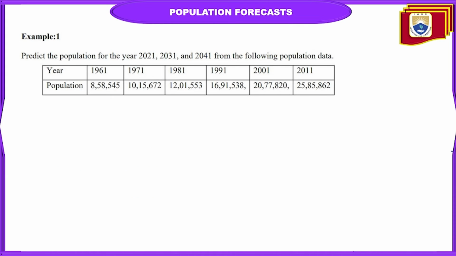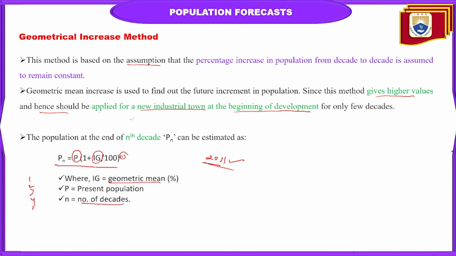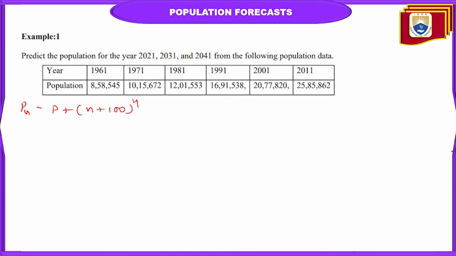We'll solve it. I will write the formula once again here: Pn equals P into (1 plus mean) to the power of n. Here we need to calculate the mean between the last two with the known data.